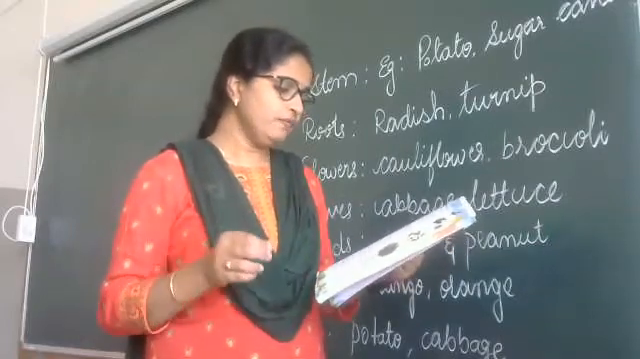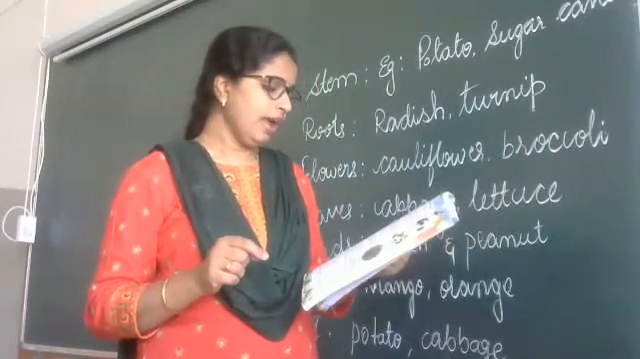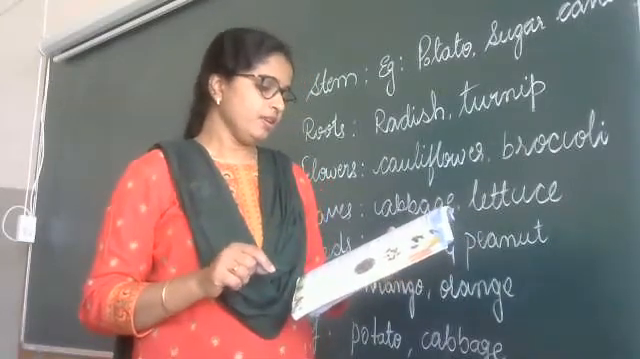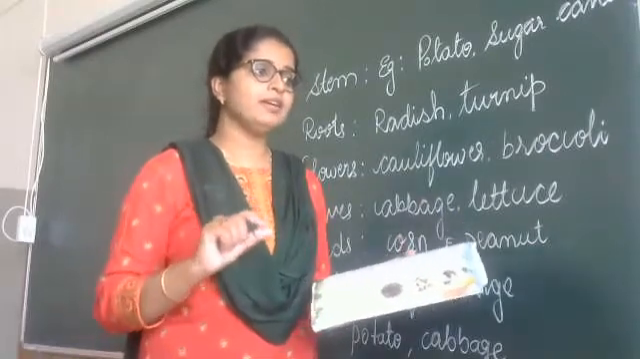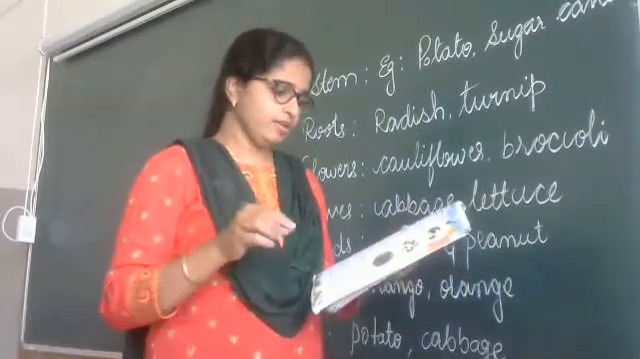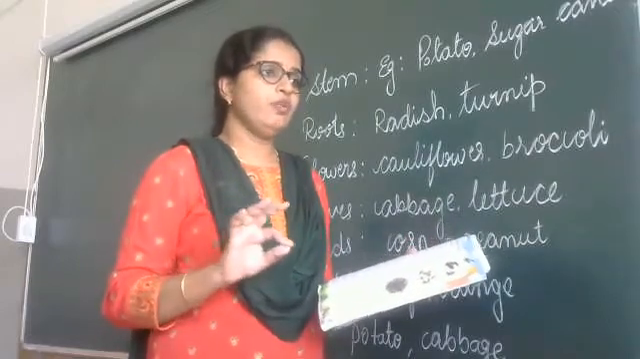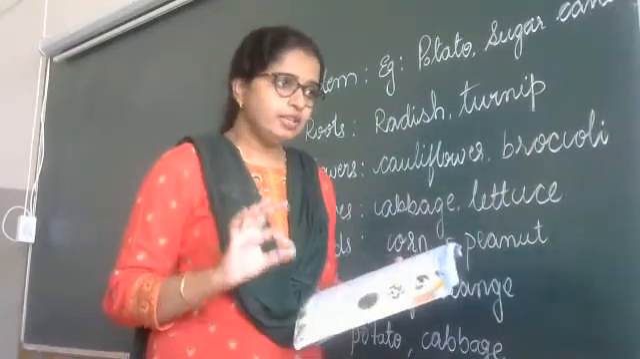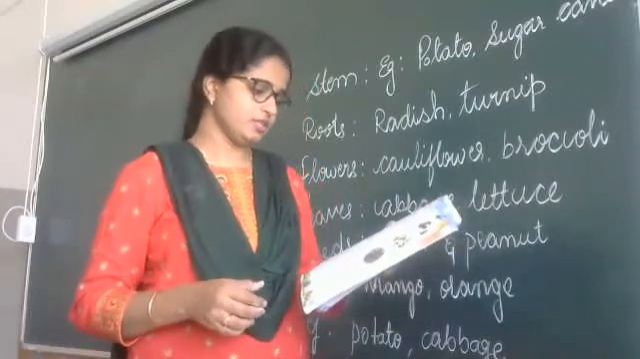We get wood from trees such as teak, mahogany and rosewood. These are the trees which give us wood to make furniture. We will not eat this wood. Okay, this teak wood, mahogany and rosewood, it is not for eating purpose. It gives us wood to prepare furniture.